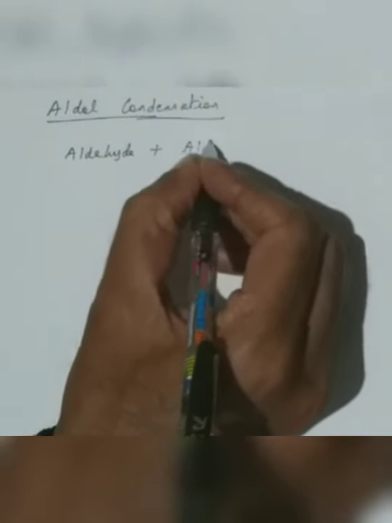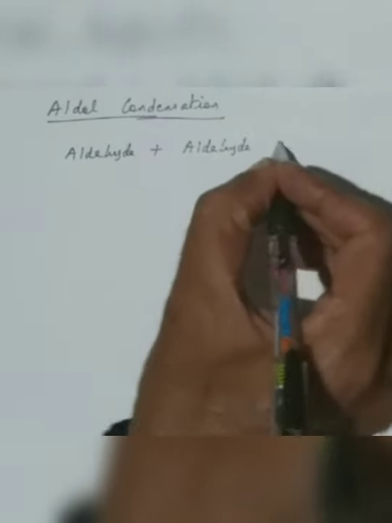Condensation. In my last video, I discussed the concept of alpha hydrogen. So, mechanism of aldol condensation. What actually happens here is, in aldol condensation, we will be adding two aldehydes. So, it will be an aldehyde plus aldehyde, and you will get the product.